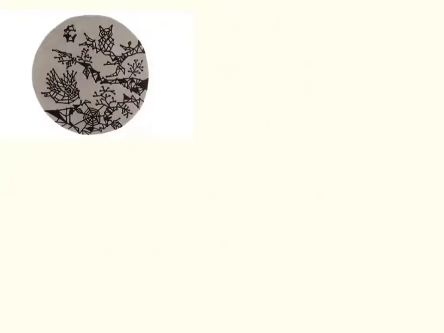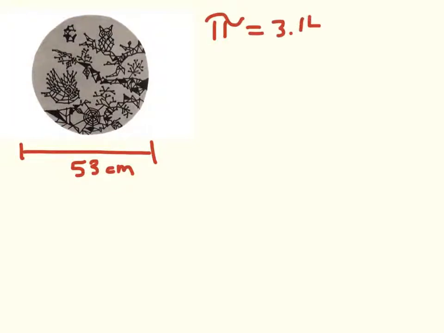Let's begin this fun by using the formula for circumference to solve some real-world problems. A circular mat has a diameter of 53 centimeters. So the diameter of this circle is 53 centimeters. Lily wants to sew a decorative braid around the mat. How many centimeters of braid does she need? Give your answer to the nearest tenth of a centimeter and use 3.14 as your approximation for pi.